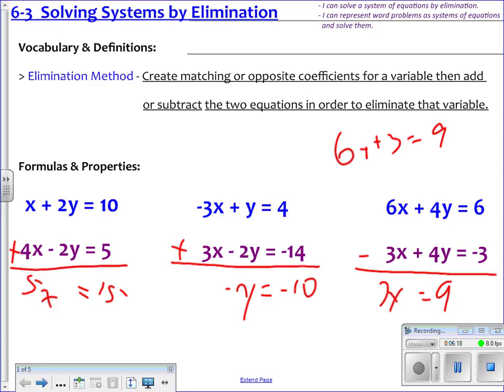But the idea is, and here's the important thing, we're trying to eliminate one of the variables. One of the variables goes away. X or Y will disappear. We're eliminating it, either through addition or subtraction. Today is all addition or subtraction. Now, none of these problems are complete. All I did was the first step. But that first step is an easy one. Okay?